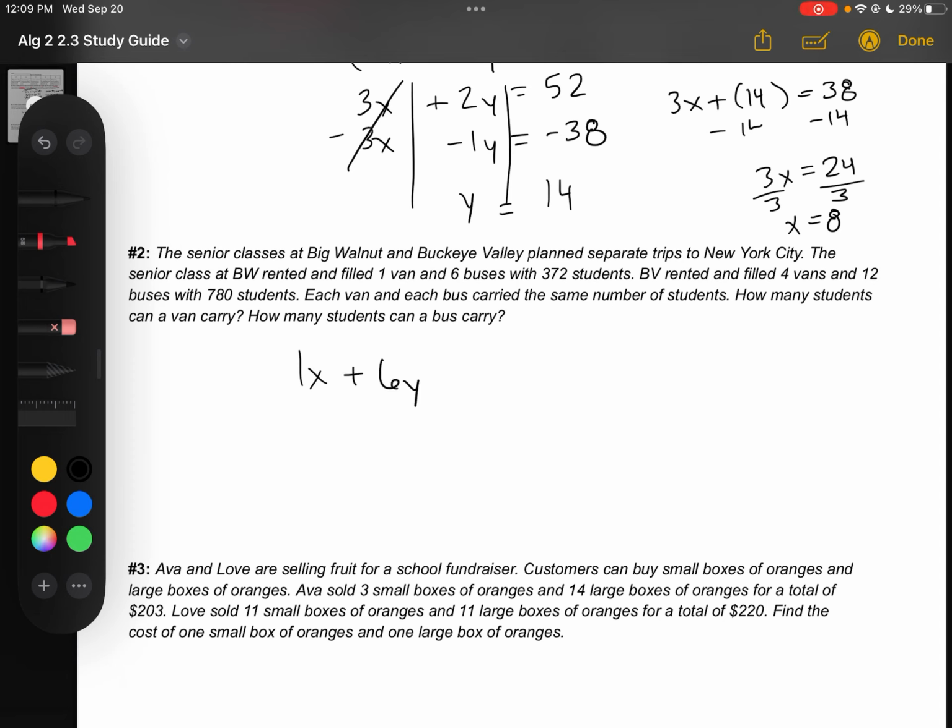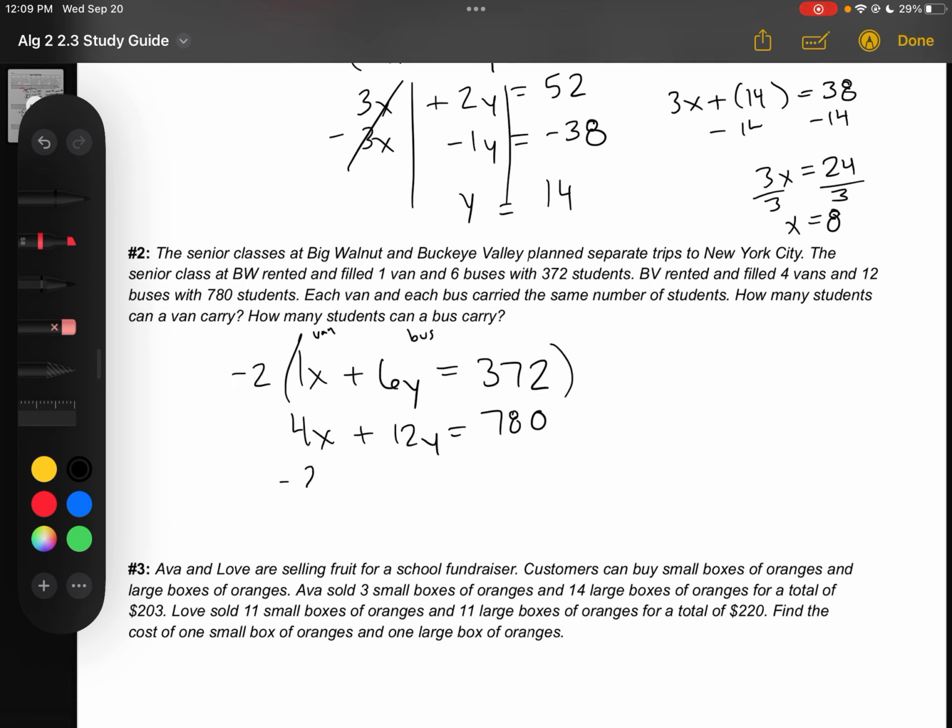Second equation here, we are having 2 different school districts planning a trip. So Big Walnut does 1 van, 6 buses for a total of 372 students. And Buckeye Valley does 4 vans, 12 buses, 780 students. And we're trying to figure out the number of students for a bus and for a van. So van is our first term, bus is our second term.